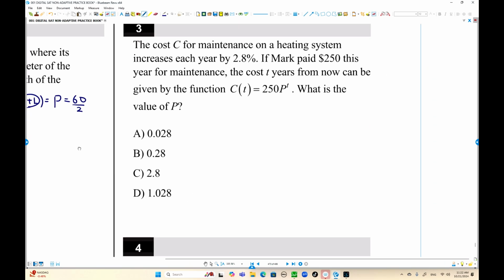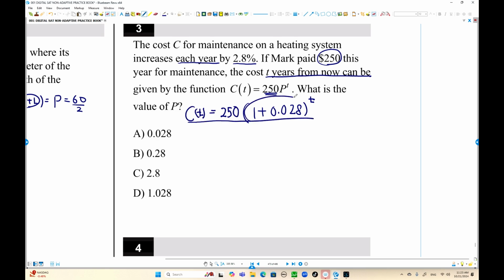Number 3. Costs say increased each year by 2.8%. They start with this amount, 250 this year for the maintenance. So cost 2 years from now on, that's why T over here, right? That is initial. So what is the value of P? P actually, right, percent increase or decrease always exponential function, okay? Looks like this, 1 plus 0.028. Okay, that is a T, isn't it? So put this number initial, that is cost for the maintenance. So this is the value of P, right?